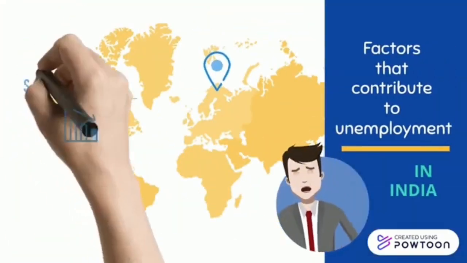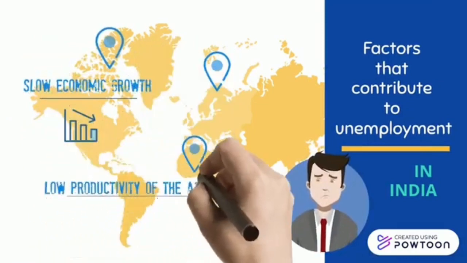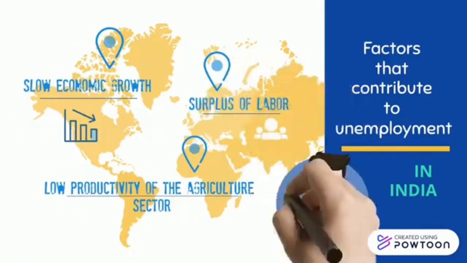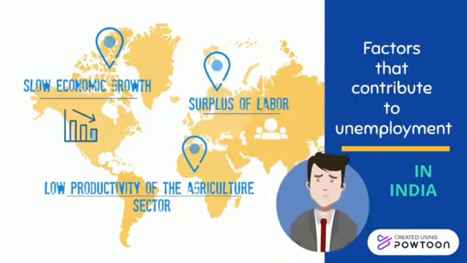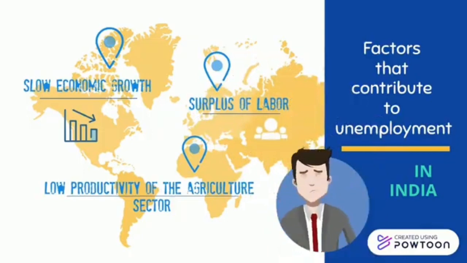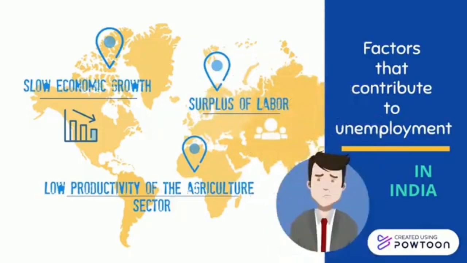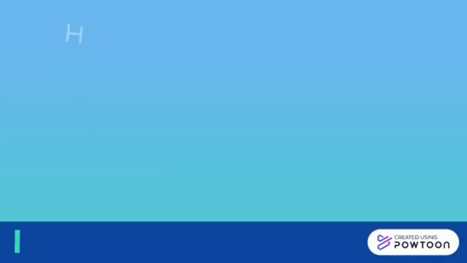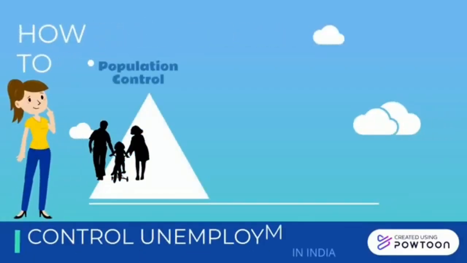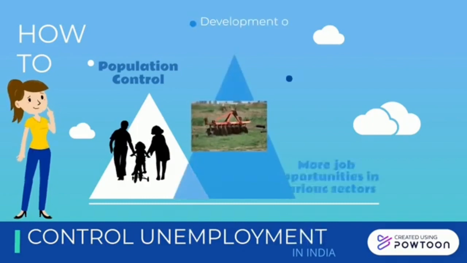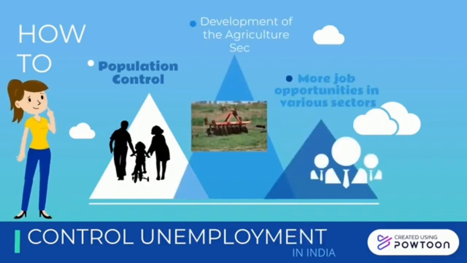There are several factors that contribute to unemployment in India. First, slow economic growth. Due to COVID-19, India experienced slow economic growth. Second, the low productivity of the agricultural sector, which is the backbone of the Indian economy. Third, surplus of labor. Next, how to control unemployment in India. First, population control. Second, development of the agriculture sector. Third, more job opportunities in various sectors.